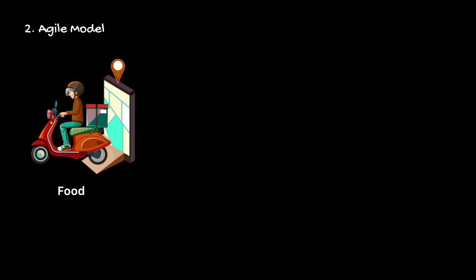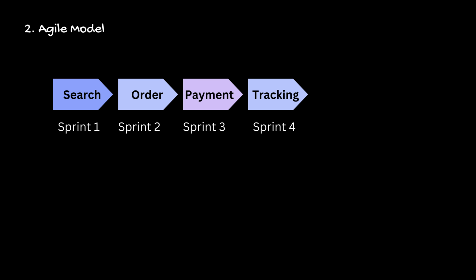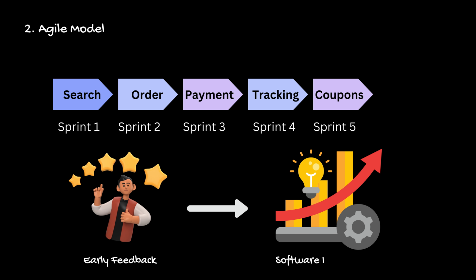And then the Agile model was introduced and it really turned the game around. Agile says, let's build the application or project in smaller chunks. We can call them sprints, usually around 2 weeks. So instead of building the entire FoodZ application in one go, we first launch search and order features, then payment in the next sprint, then live tracking, and then coupons and so on, step by step. Here's the cool part: feedback comes in early so you can improve things fast. Trust me, this approach is used everywhere in every company today.